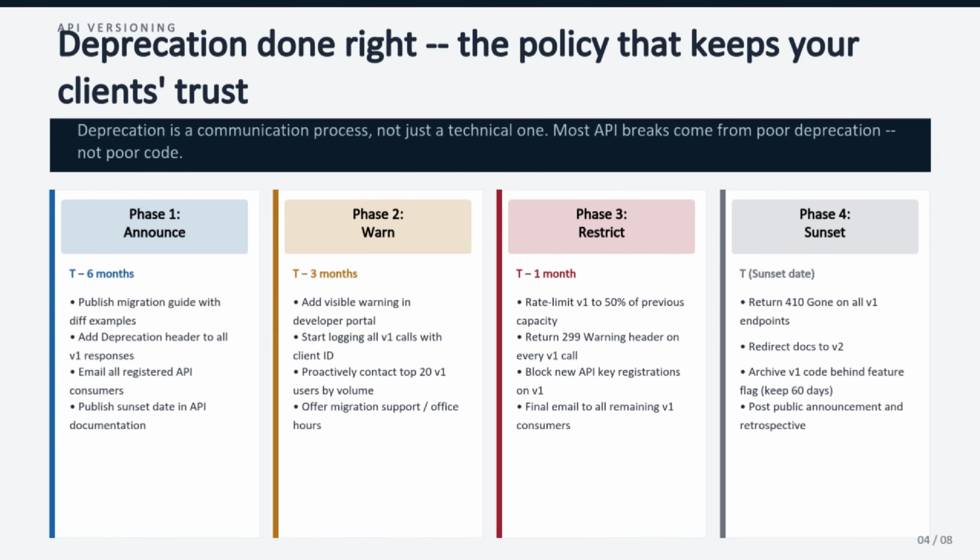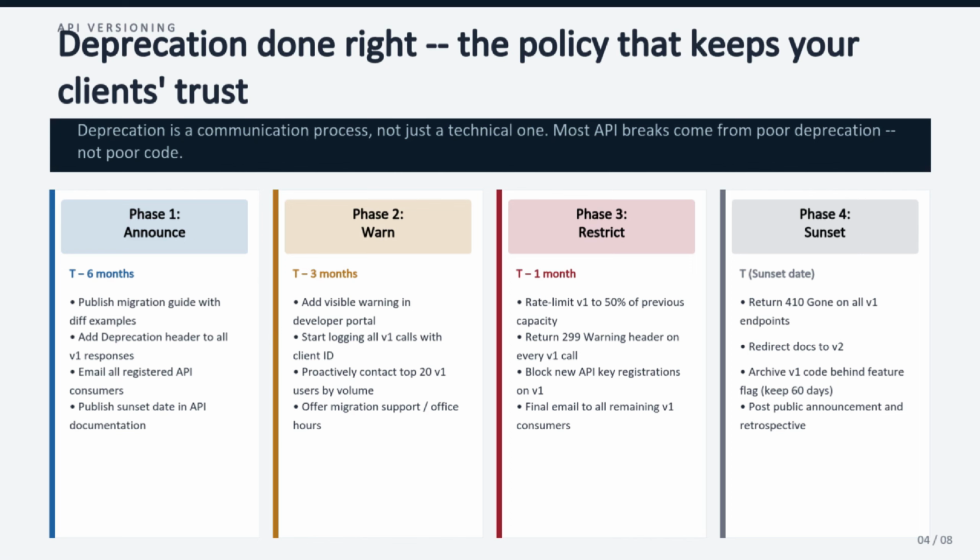Archive it behind a feature flag. Feature flag basically means the code exists but stays disabled. Keep it for maybe 60 more days, just in case some emergency rollback is needed. Trust me, this safety net is valuable. And finally, publish a public announcement that the API version is officially retired.